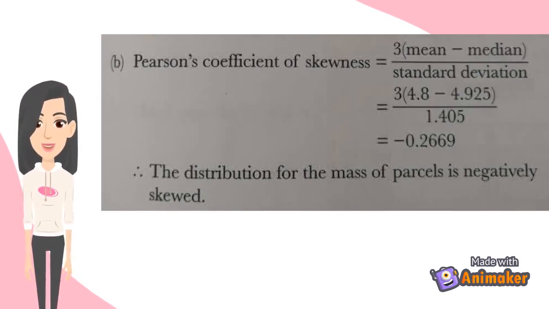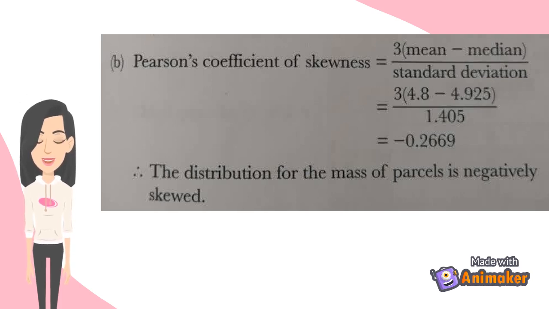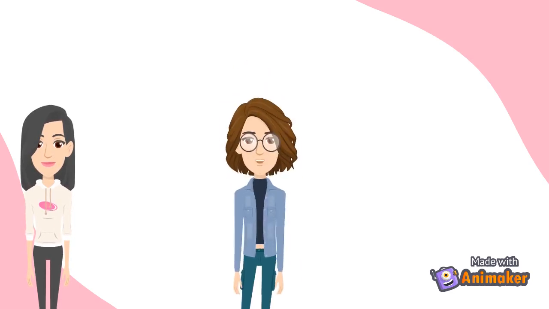The Pearson's coefficient of skewness is negative 0.2669. And the distribution is negatively skewed. Got the same answer as well.